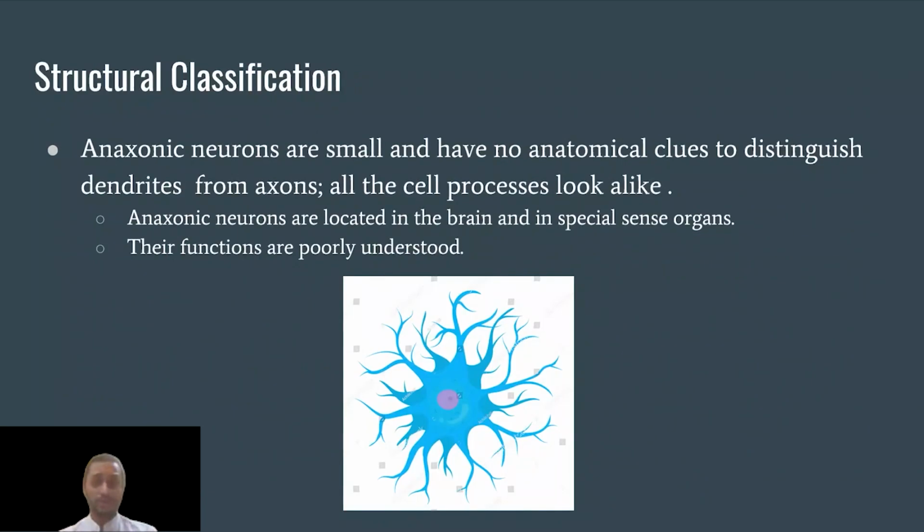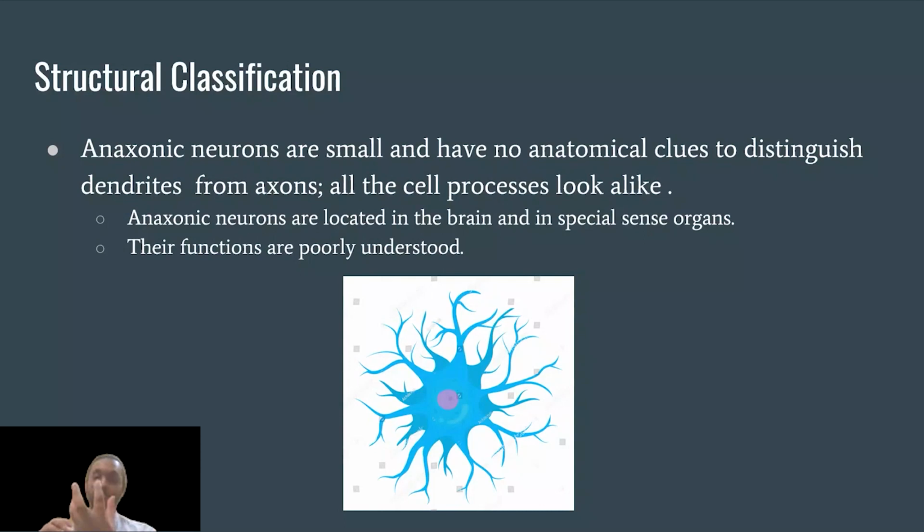Then there are structural classifications of neurons. So these are how the neuron looks. So functional classification is in terms of what the neuron does. The structural classification is in terms of what the neuron looks like, right? So you have anaxonic neurons.